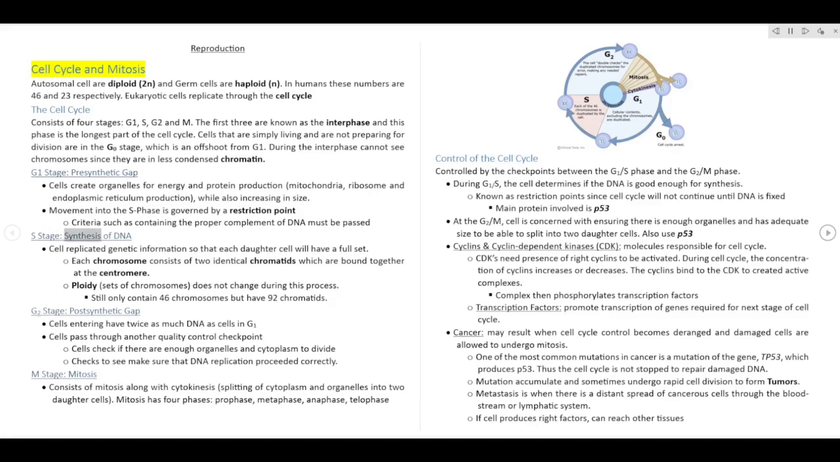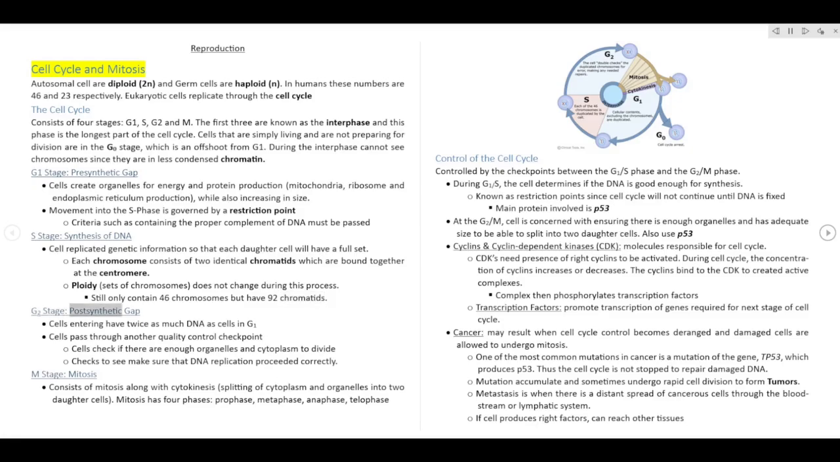S stage, synthesis of DNA. The cell replicates genetic information so that each daughter cell will have a full set. Each chromosome consists of 2 identical chromatids, which are bound together at the centromere. Ploidy, the sets of chromosomes, does not change during this process. Cells still only contain 46 chromosomes but have 92 chromatids.